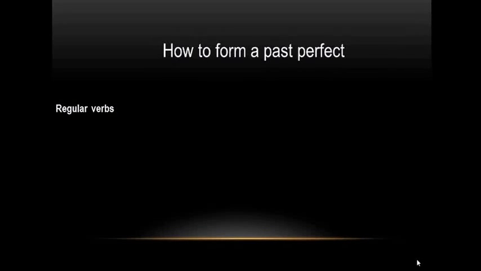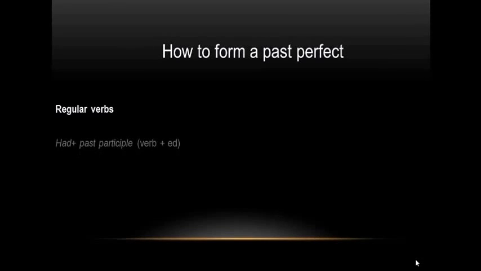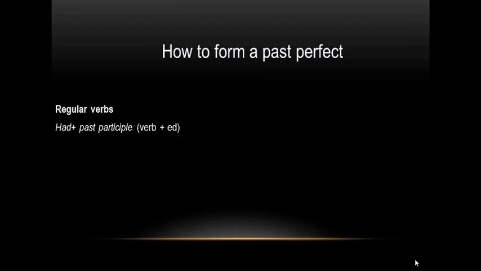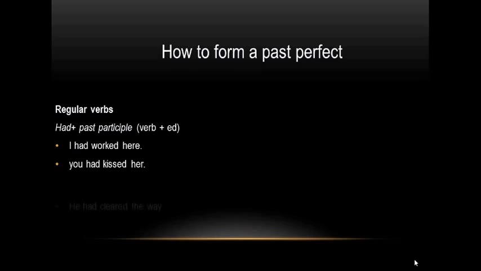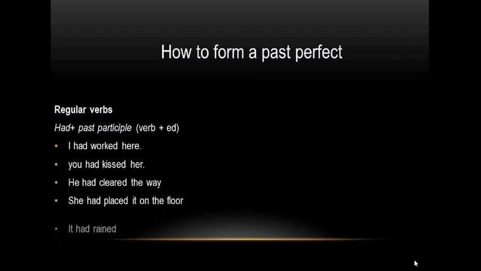We will use the regular verbs singular. We will use the auxiliary had plus the past participle, which will put the ed at the end of the verb. For example, I have worked here. You had kissed her. You had cleared the way. She had placed it on the floor, and it had rained.